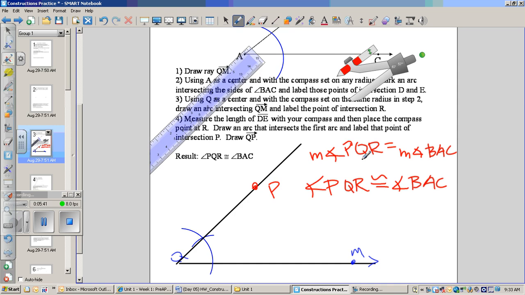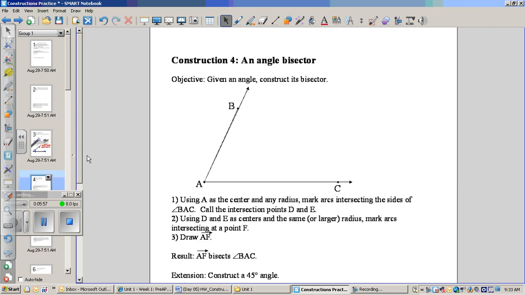Okay? So, from here, to bisect, we're going to bisect this angle. Okay, actually, we're going to go to the next page. On this next one, we're going to bisect the angle. Okay? This should be construction 4. The first thing I want you to do is take your compass, put the metal part on vertex A. Okay? Put the metal part on your vertex A.